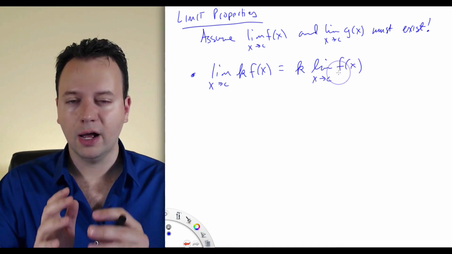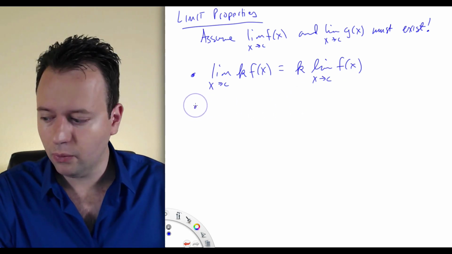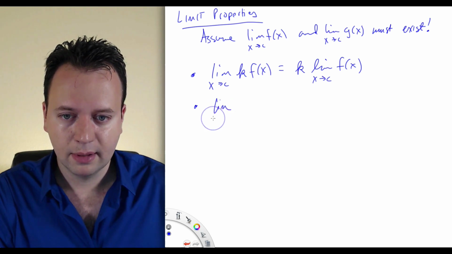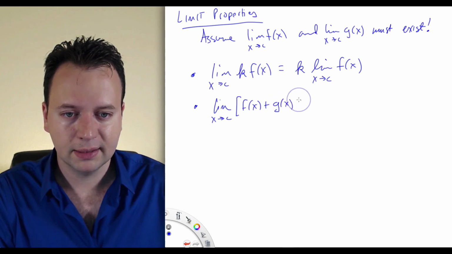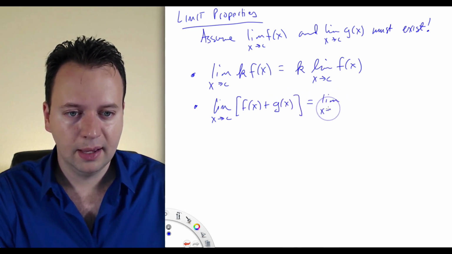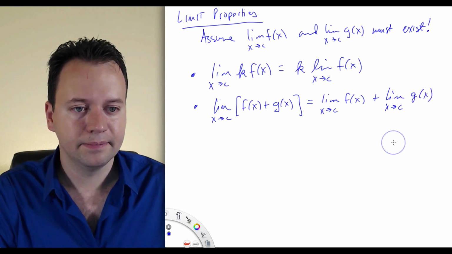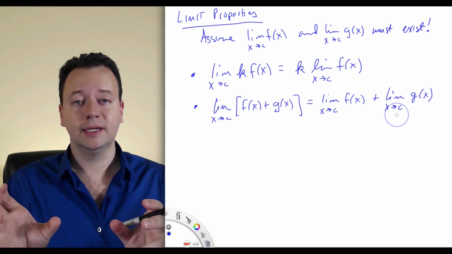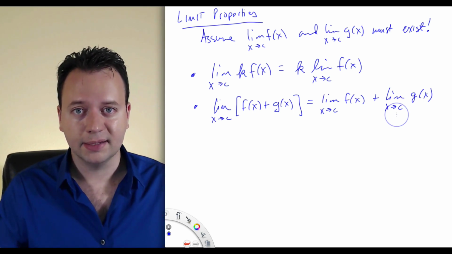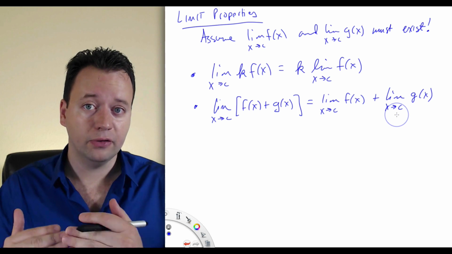So in other words, if you have a constant times the function, you can pull it outside of the limit for free. The second one says that the limit as x approaches c of f of x plus g of x is equal to the limit as x approaches c of f of x plus the limit as x approaches c of g of x. So in other words, the limit of the sum of two functions is the same as the sum of the limits. As long as the limit of f and the limit of g both converge to an actual number.